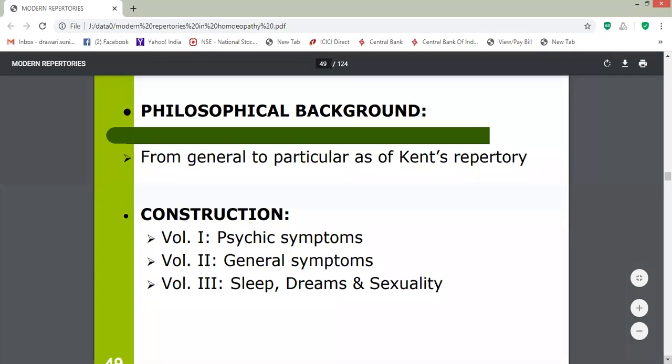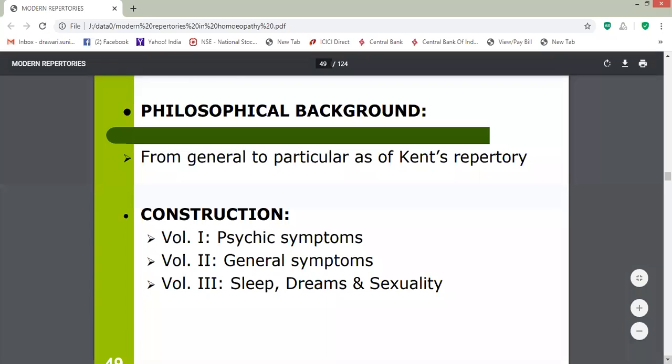Then philosophical background. As they follow the concept, they follow the principles of Dr. Kent. So in this repertory also, the philosophy which was given by Dr. Kent was followed. That is, the philosophical background is from general to particular, as in Kent's repertory.